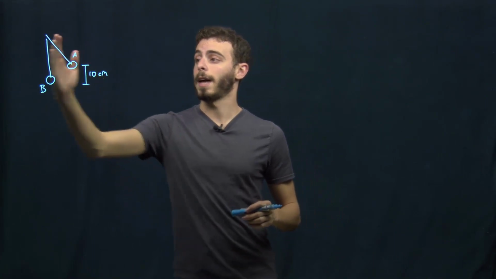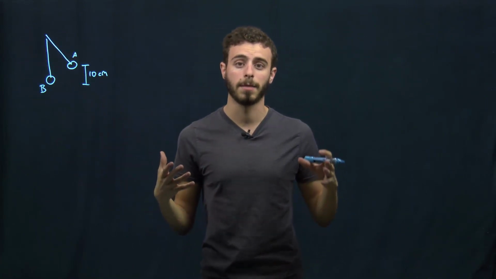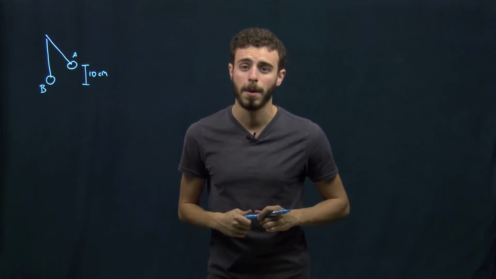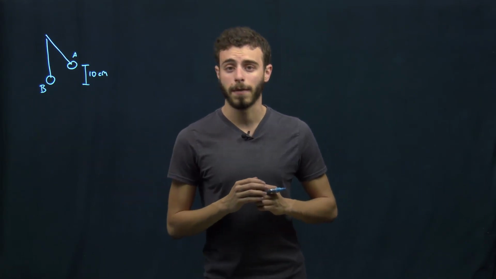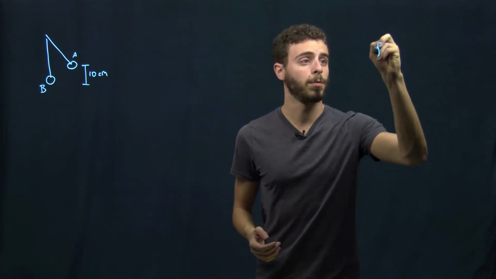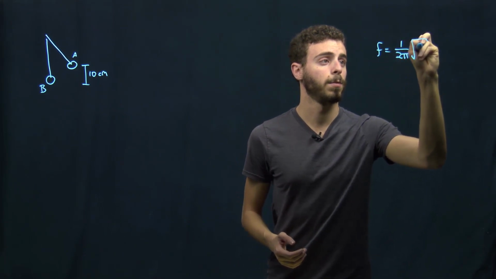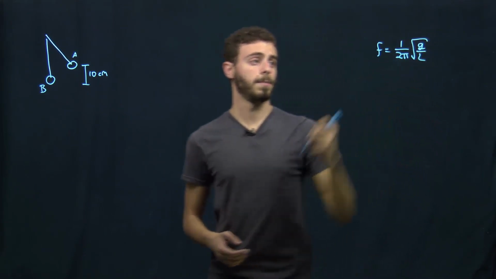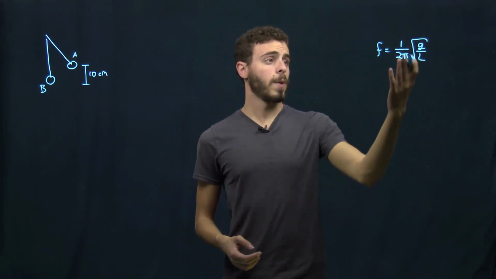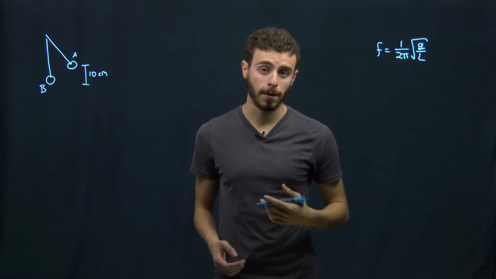Recall, if the angle that it's swinging through is small enough, then we can use the small angle approximation, and this will be a simple pendulum. If it's too big, then that's not really valid anymore. But let's start off and just recall, if it is a simple pendulum, we automatically know that the frequency of a simple pendulum is given by this condition. And so we have the gravitational constant and the length of the string.